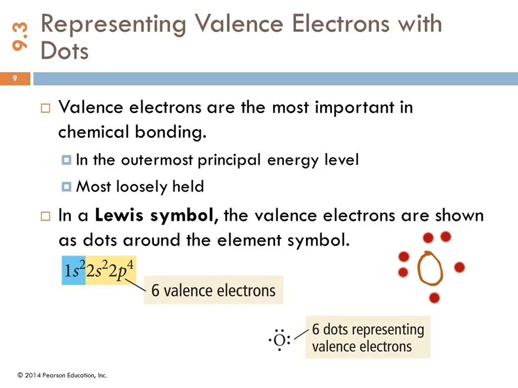And we'll put them in, for the most part, one at a time, and then pair them up if we have to. Now, does it matter if you put the pair on the top or the pair on the bottom? No, it doesn't. Here, they've got a single electron on the left and the pair on the right. I drew it the other way. That's fine.